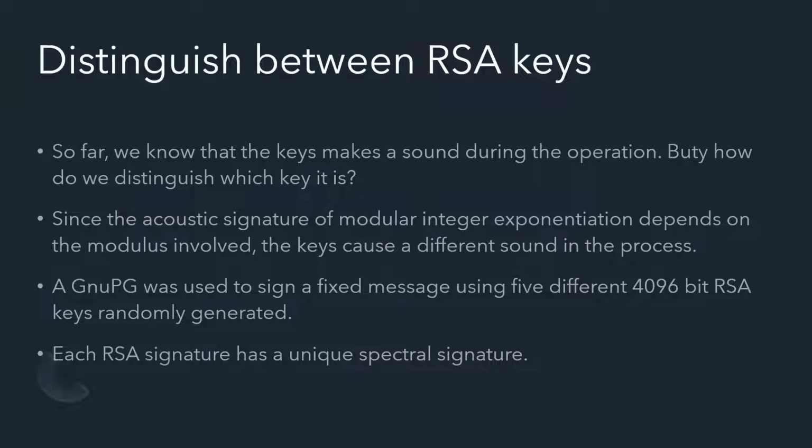So now we learn what is going on in the software, but how do you distinguish the keys whenever you hear a sound? The acoustic signature of a modular exponentiation depends on the modulus involved. The key causes different sounds in the process. So whenever the encryption of Q is going on, it makes a different sound than the encryption of P. Each RSA key has a unique spectral signature.